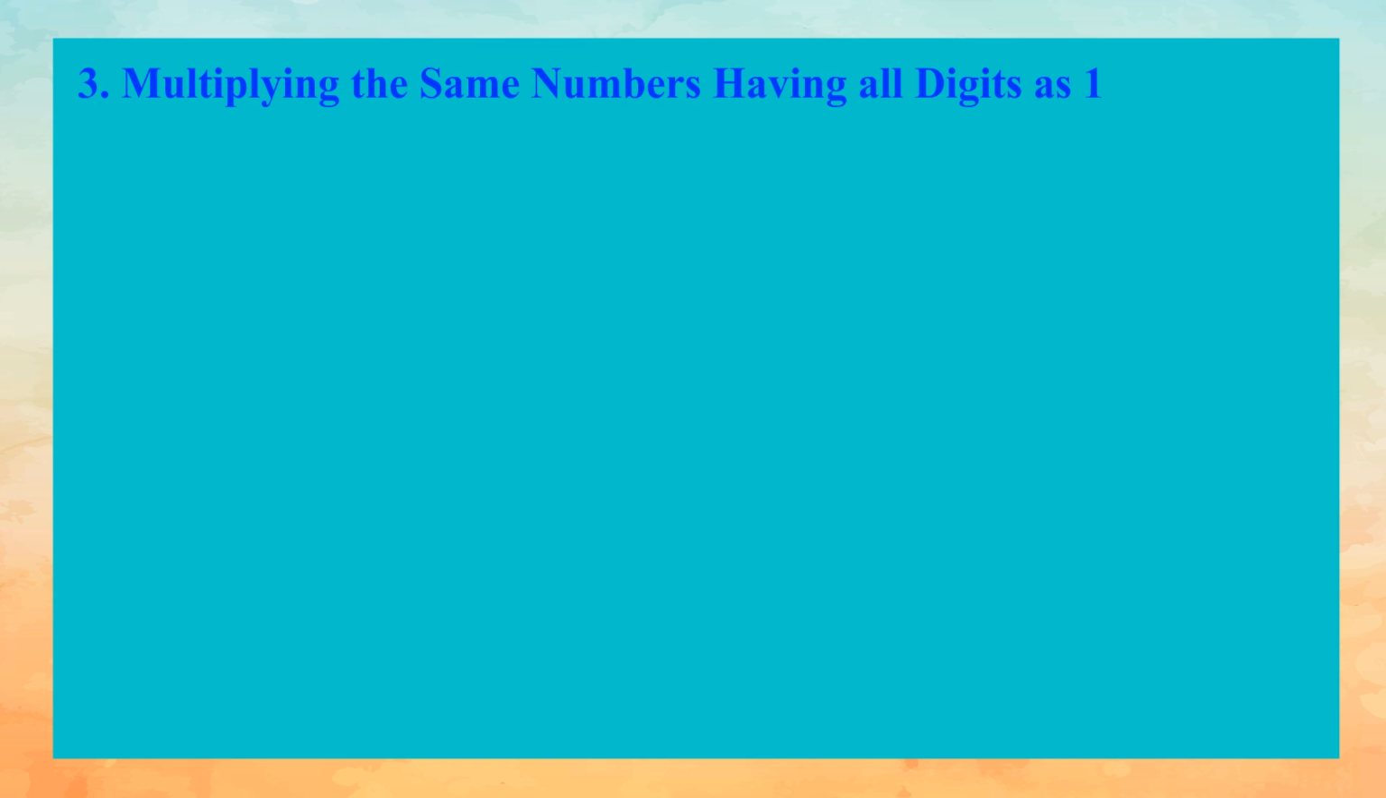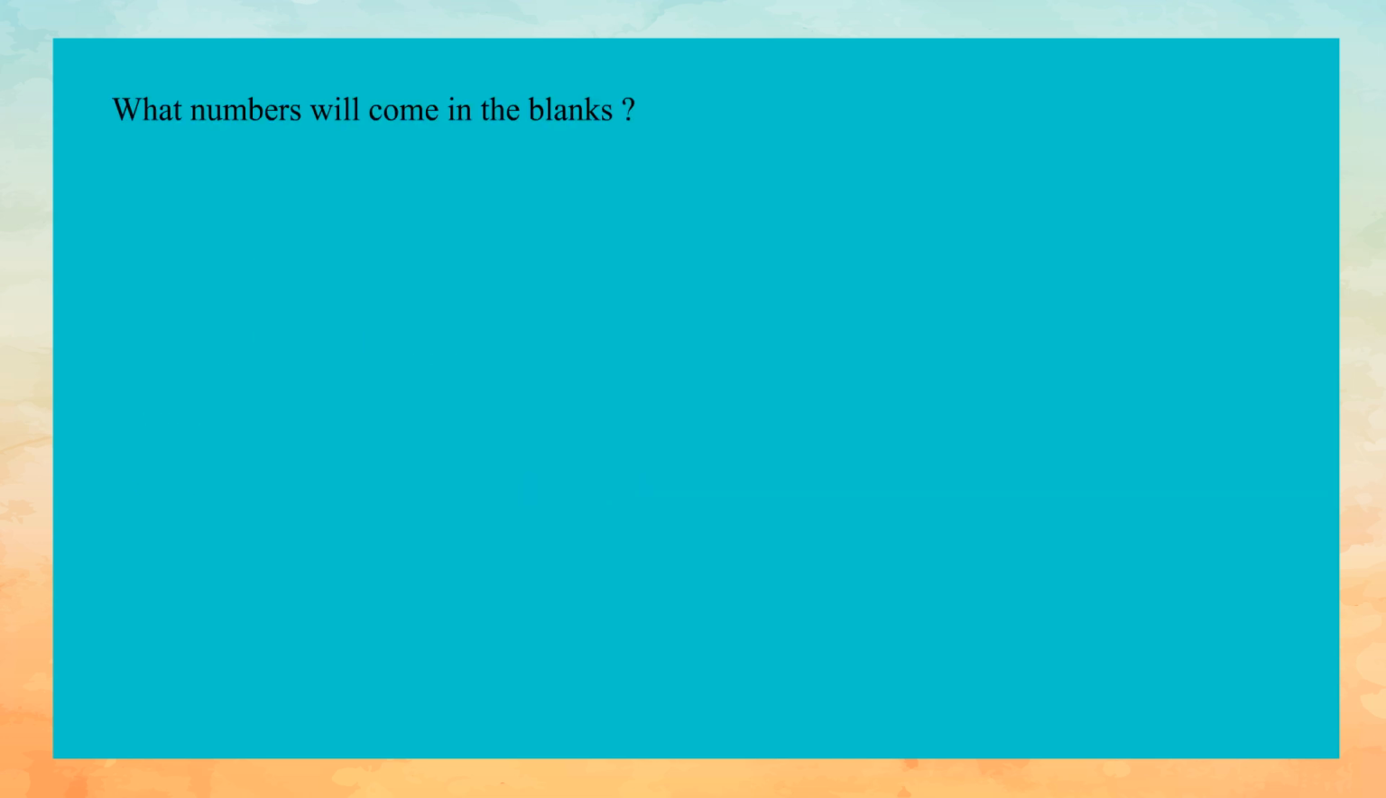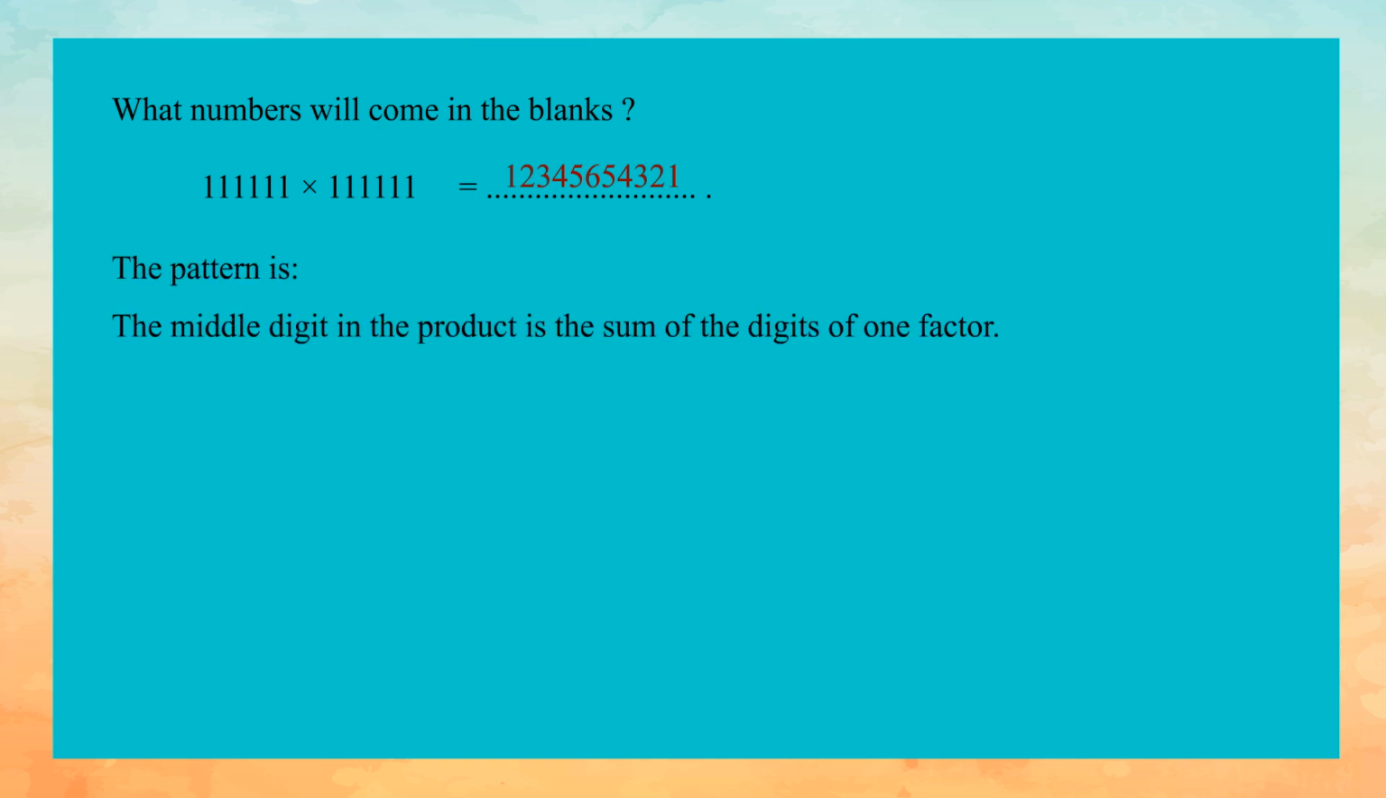3. Multiplying the same numbers having all digits as 1. We have the following. What patterns do you observe? What numbers will come in the blanks? The pattern is: the middle digit in the product is the sum of the digits of one factor.